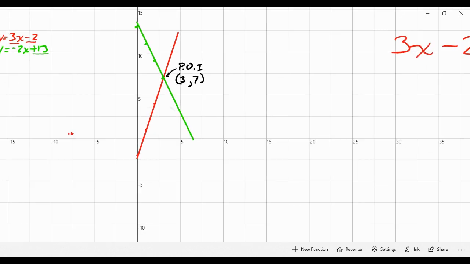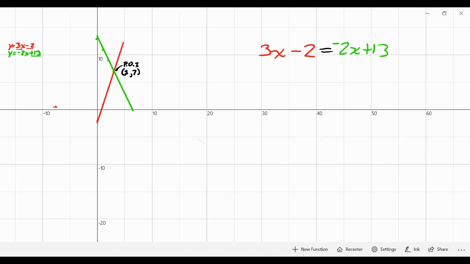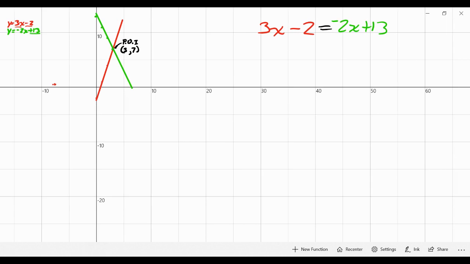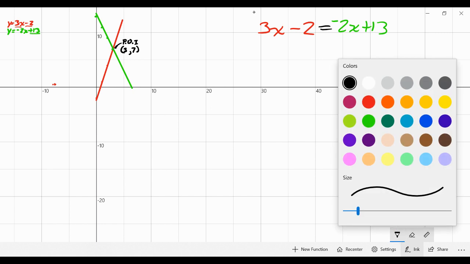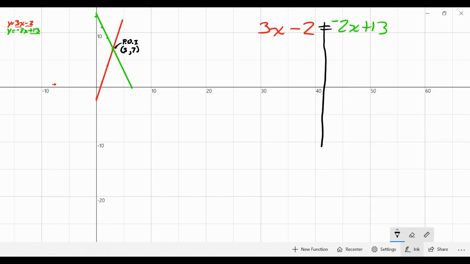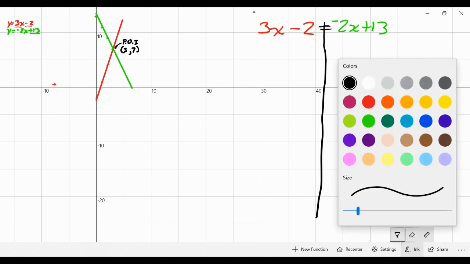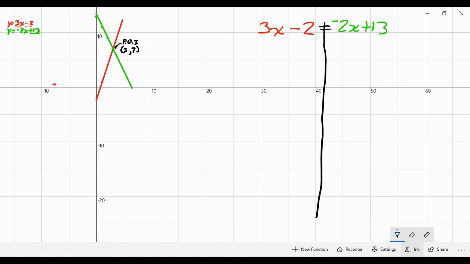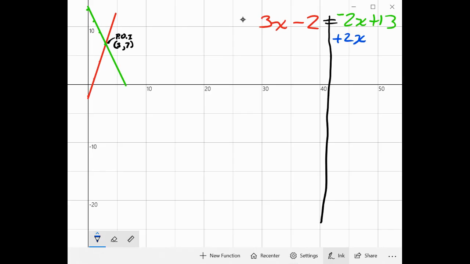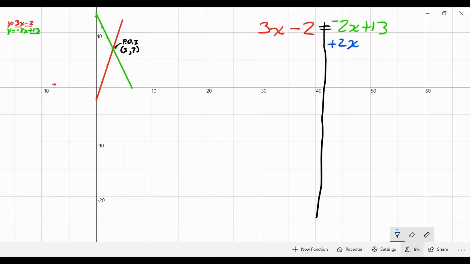Now that we've done that, we can also prove this algebraically. So we're going to move over here. We're going to move that over here where we can see our graph and our equation. And because this is just an equation like any other, I'm going to draw a line on the equals because it's just solving an equation. And the first thing I'm going to do is put my x's together. So I'm going to use a positive 2x here with this negative 2x so I can make a 0 pair.